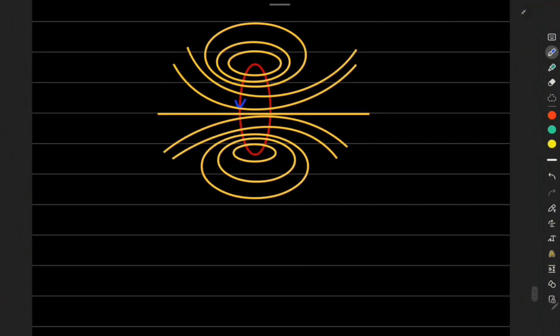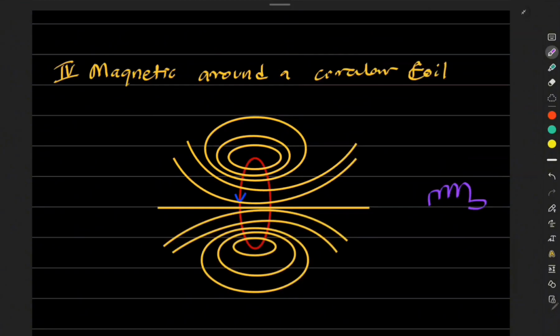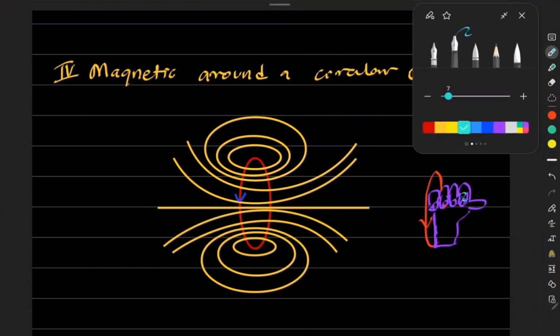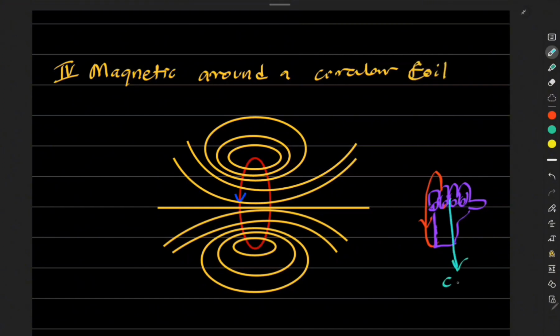I'll go and show the right hand grip rule. We have bent our fingers. If we consider this a loop and this is the current, we place the fingers in the current's direction, which is the current moving direction, and therefore the magnetic field direction is this. The magnetic field lines direction is like this.